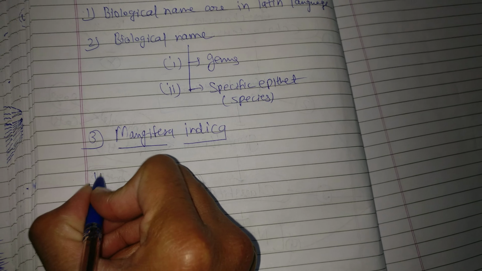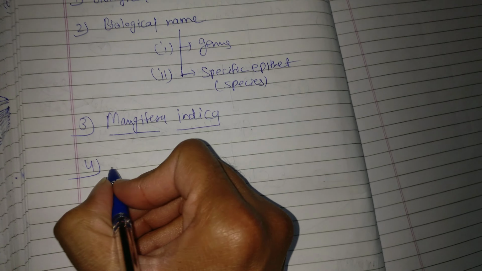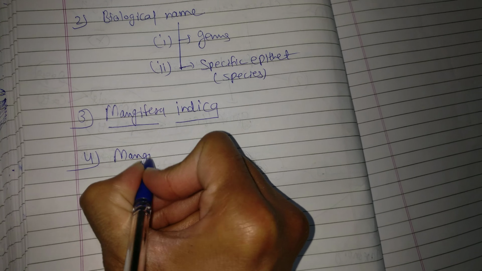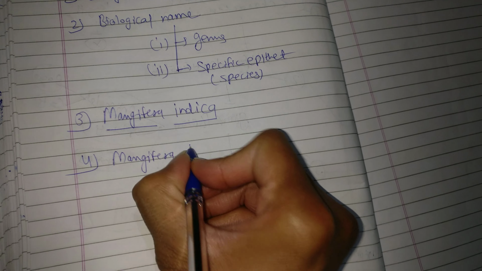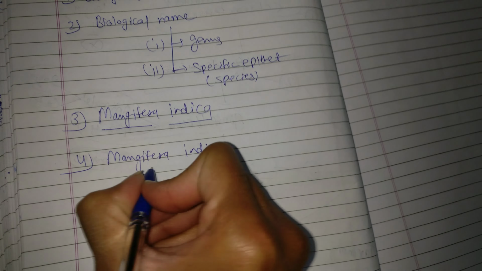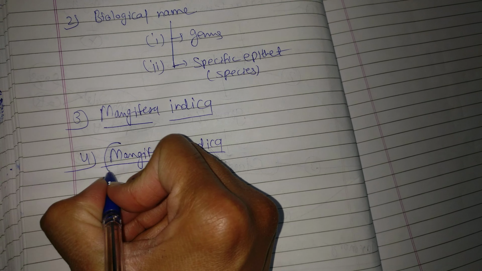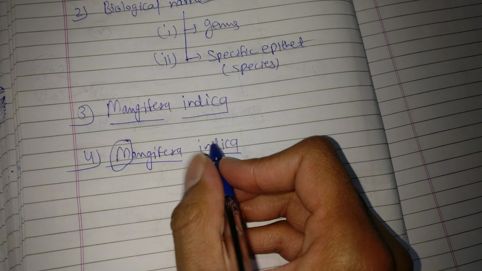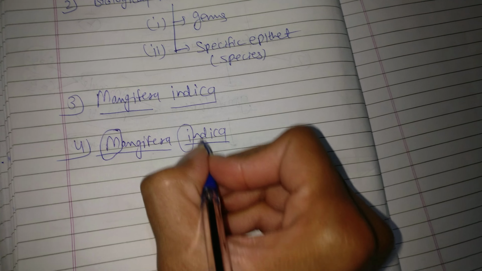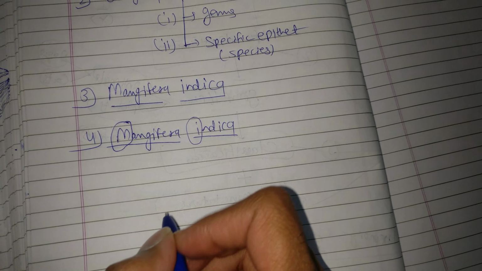And after that, rule number 4, again with the same example, Mangifera indica. The fourth rule is the genus name should start with a capital letter and the specific epithet starts with a small letter. So this is rule number 4.